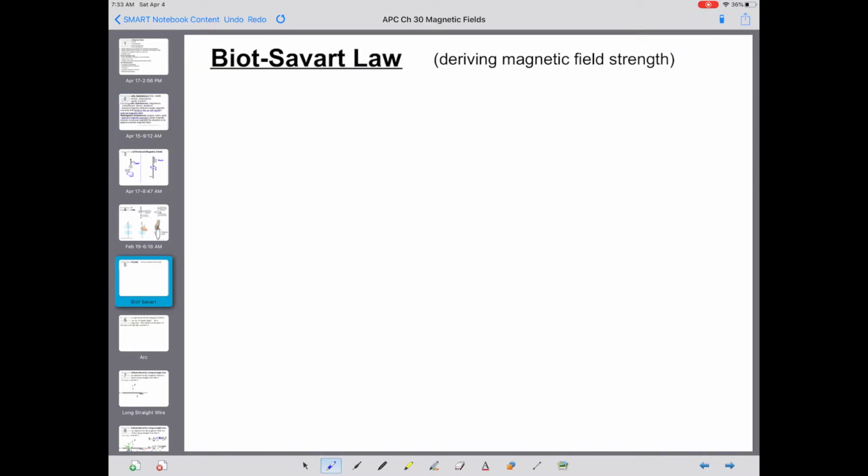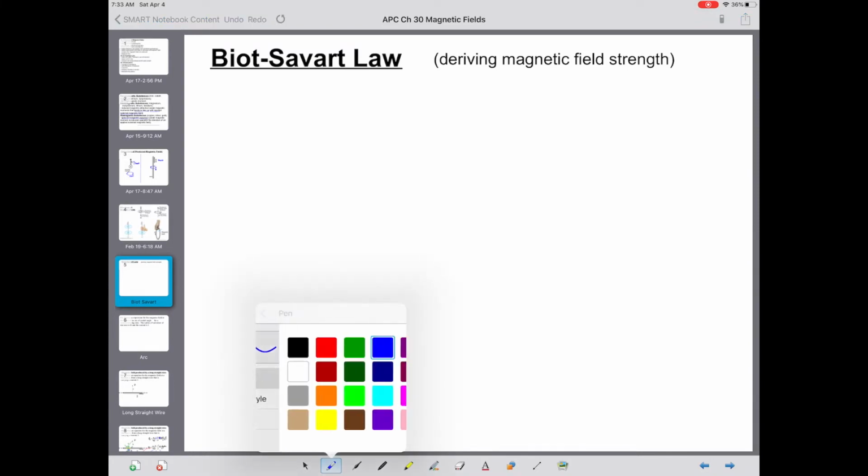Now, let's consider deriving magnetic field strength. Our first equation is Biot-Savart, and that's how it's pronounced: Bio for the first, whoever it was, last name, and Savart, the T is silent for the second one. Biot-Savart is the workhorse equation basically to be able to describe any magnetic field mathematically.